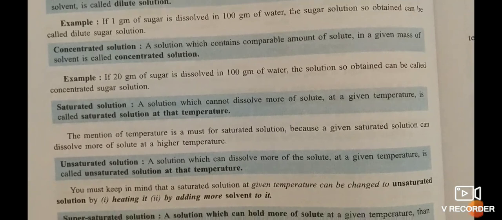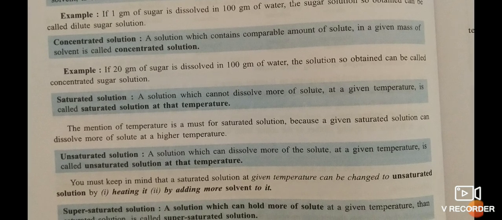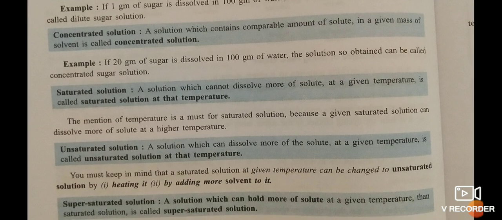Now, what is an unsaturated solution? A solution which can dissolve more of solute at a given temperature is called an unsaturated solution at that temperature. You must keep in mind that a saturated solution at a given temperature can be changed into an unsaturated solution in two ways. One is by heating it, that is supplying heat energy, and the second is by adding more solvent to it.